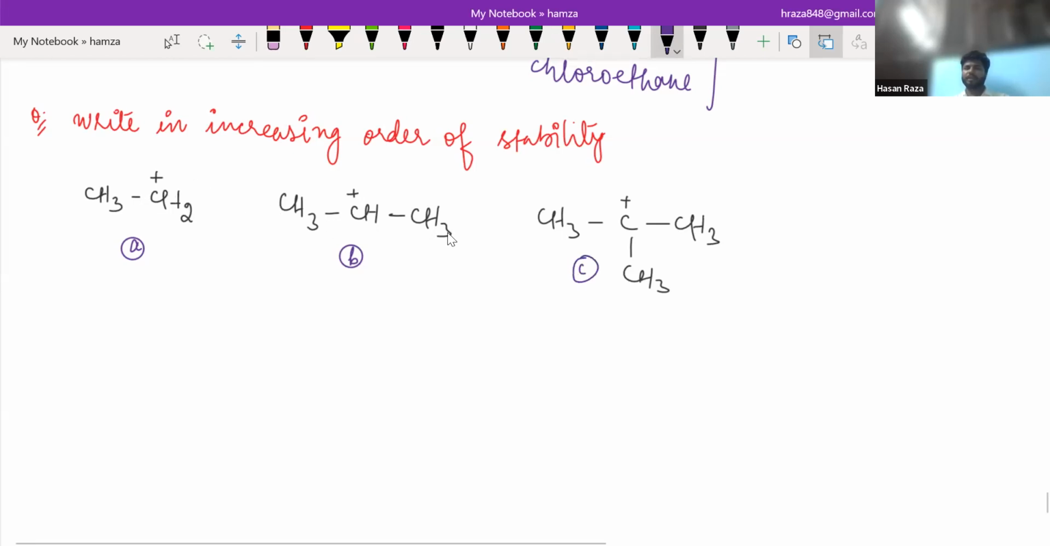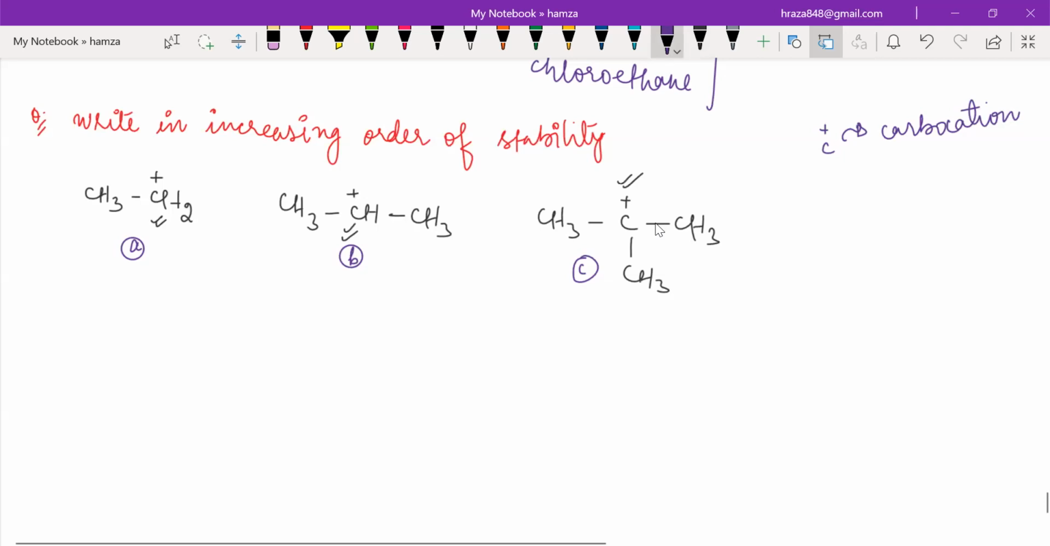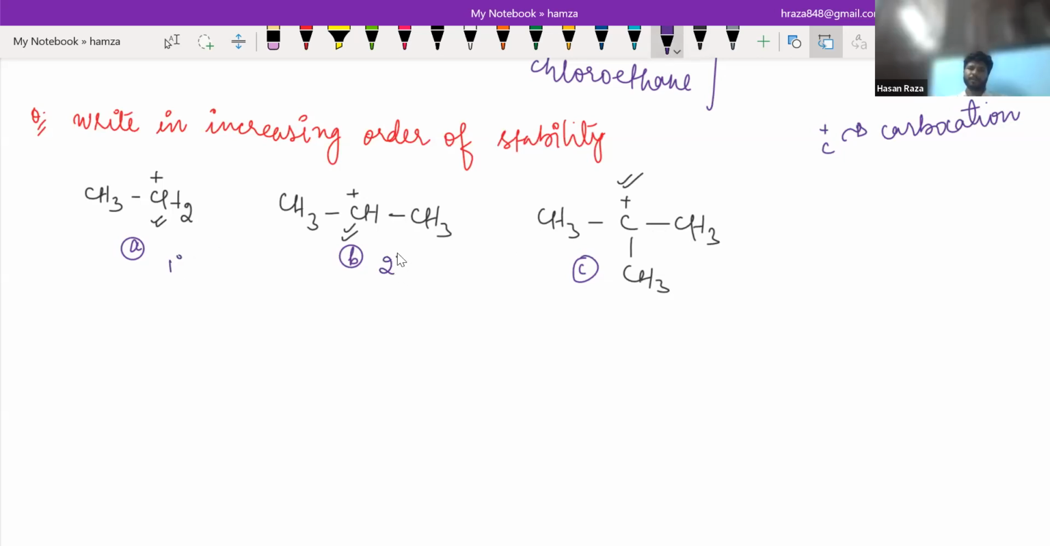You know that when there is a positive charge on carbon, this is called carbocation. Yes or no? Please let me know the degree of this carbon. The first one is primary, that means 1 degree, second is secondary, 2 degree, and then after that, the third, 3 degree.